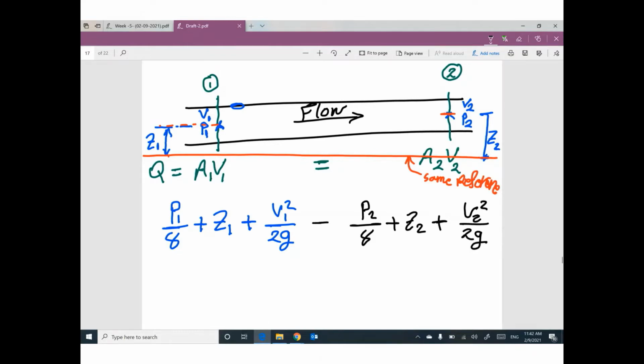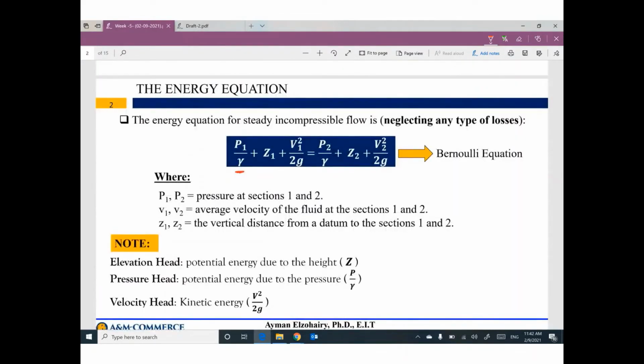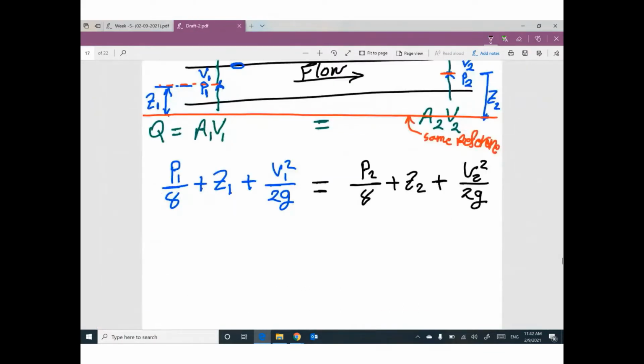Both of them must equal. This equation will be called the energy equation, or sometimes we can call it the Bernoulli equation. So P1 divided by gamma plus Z1 plus V1 squared divided by 2G at one cross section will equal P2 divided by gamma plus Z2 plus V2 squared divided by 2G at another section.